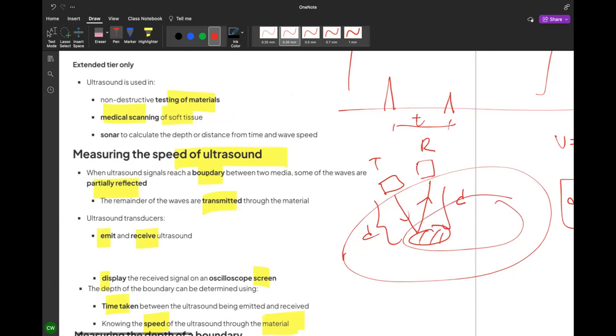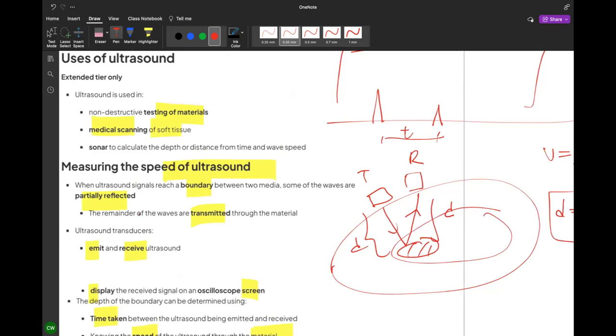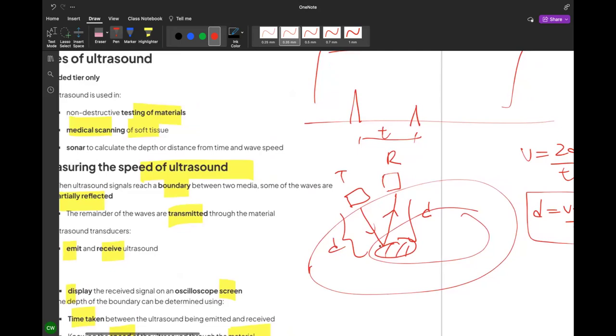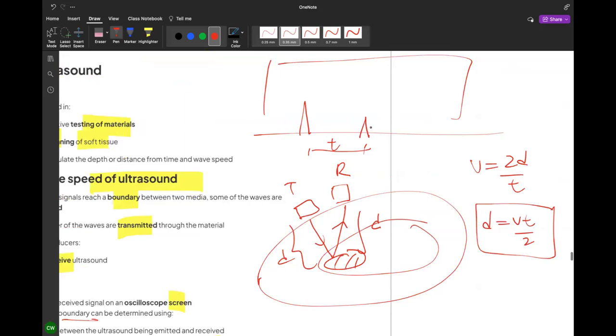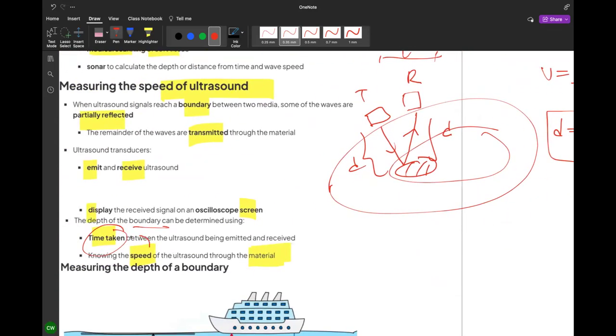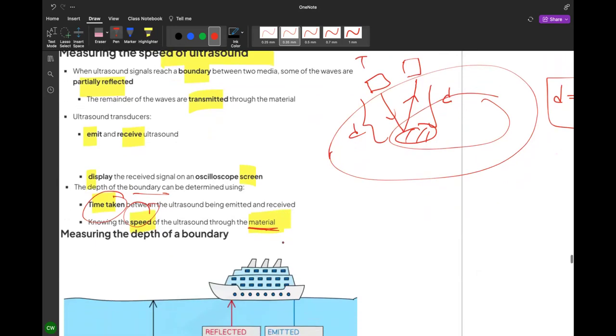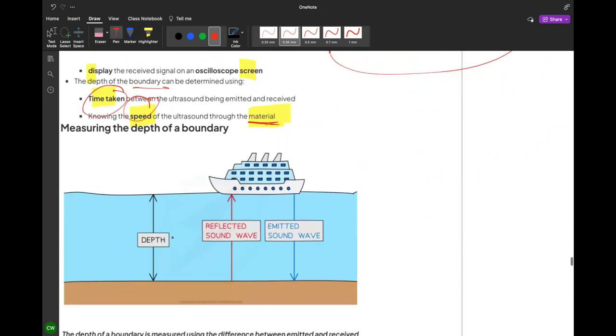So ultrasound reaches a boundary, transmitted, received. Transmitted means going in, received means you can receive. So play on this screen. From the boundary, we can determine the time. This is the time from the CRO. And then the speed, we can use this to measure the speed.